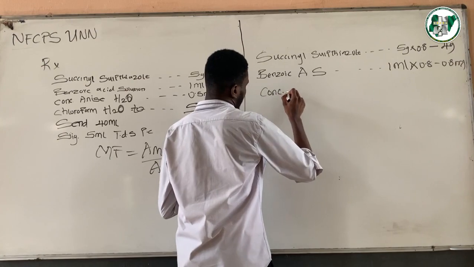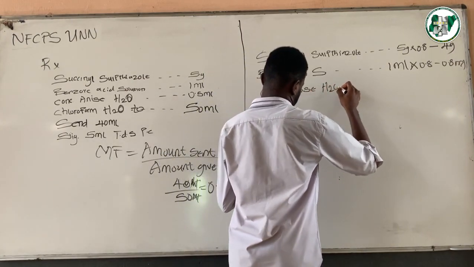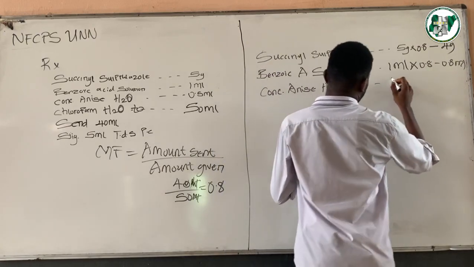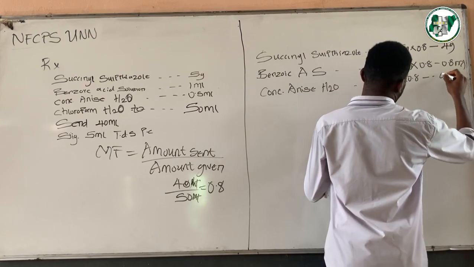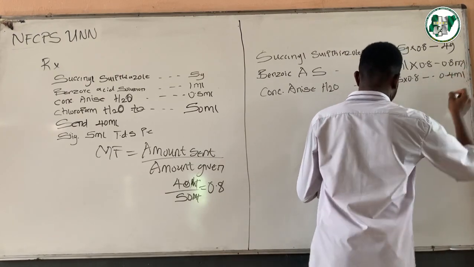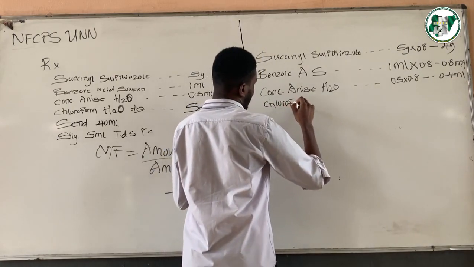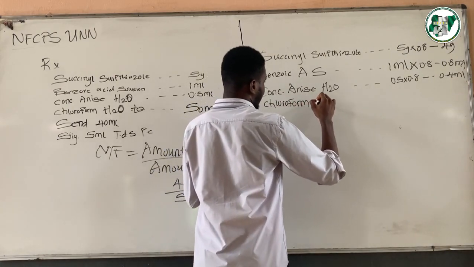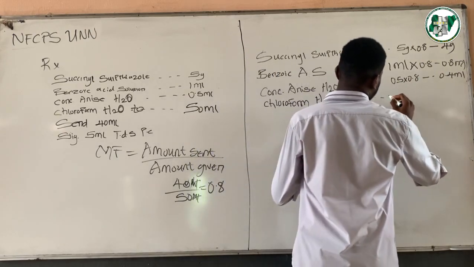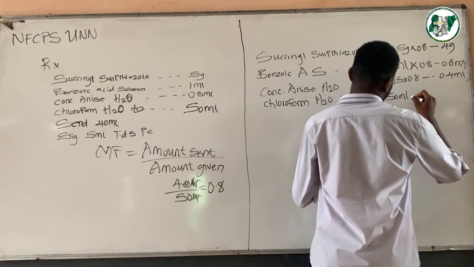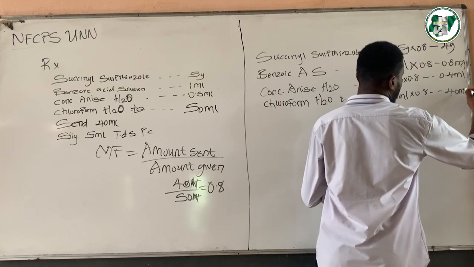Concentrated anise water, 0.5 multiplied by 0.8, so 0.4 ml. Chloroform water, this is now your vehicle. Remember, chloroform water, making it up to 50 ml multiplied by 0.8, now gives us 40 ml.